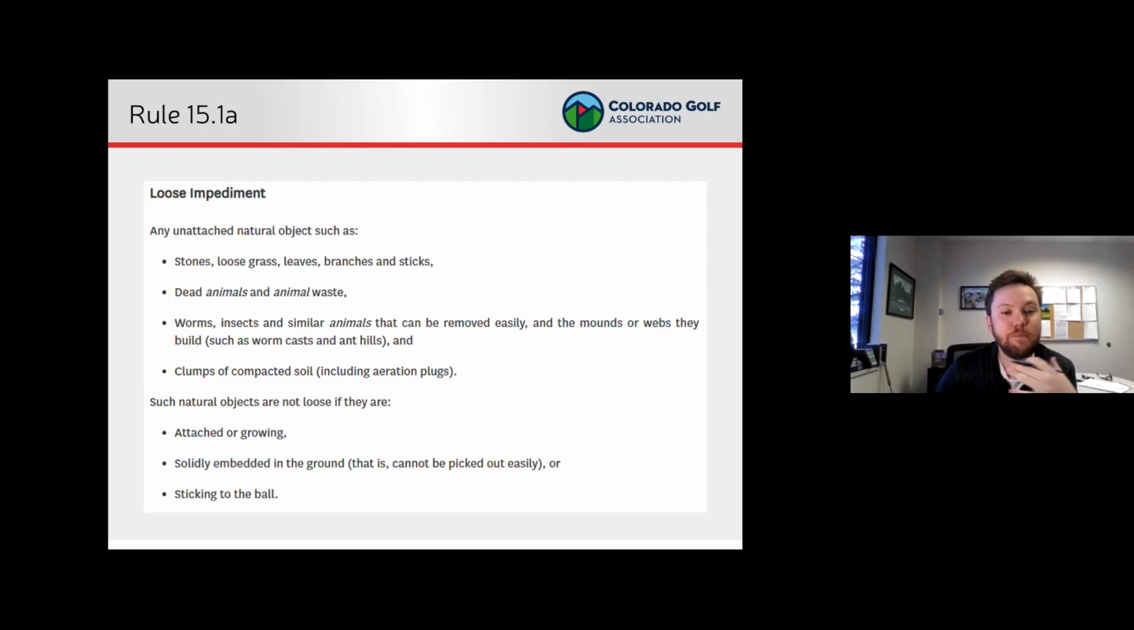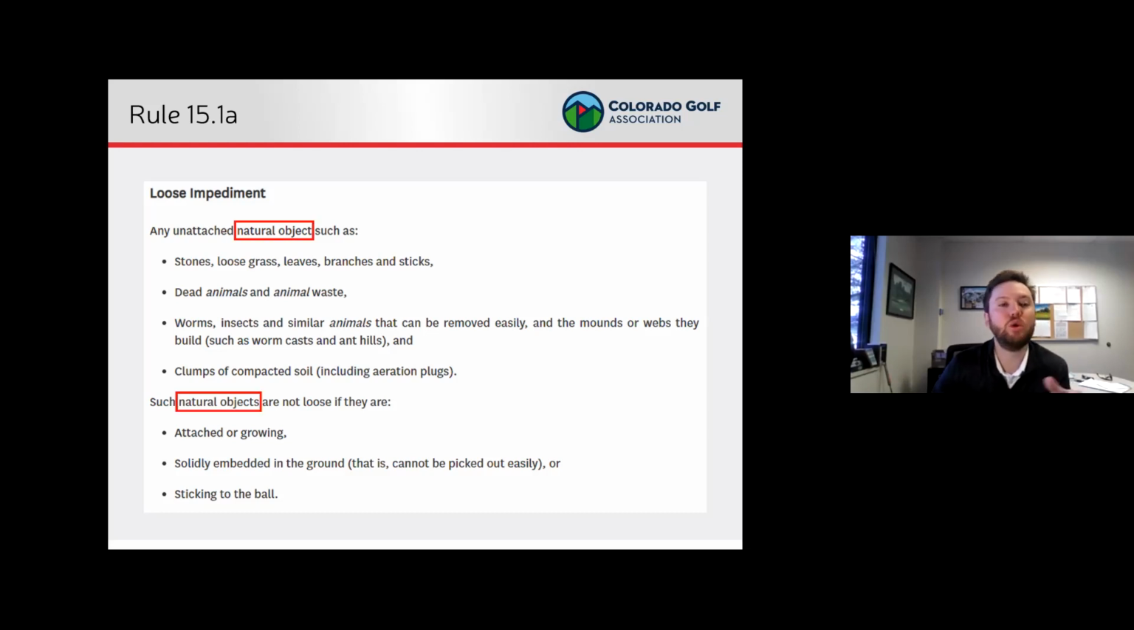And then solidly embedded in the ground, that is, cannot be picked out easily, or sticking to the ball. The old rules used to say adhering to the ball. Not that that matters, but it's just an interesting change. But sticking to the ball, so a clump of mud on your ball in the fairway, and it's on the ball on its own accord, that is sticking to the ball. That's not a loose impediment. It's by definition here. It's specifically pointing that out.